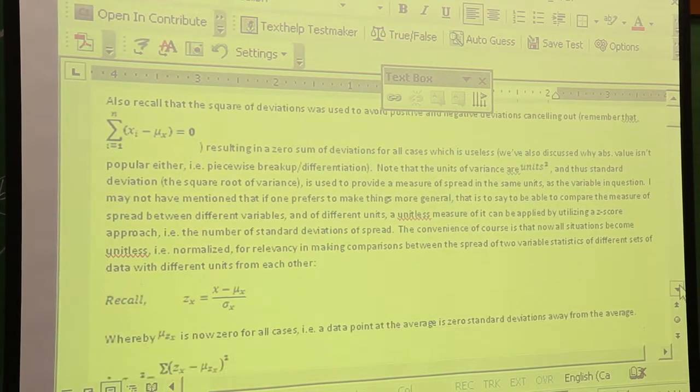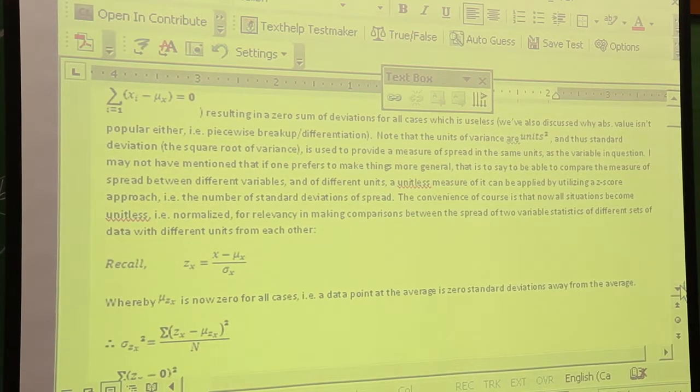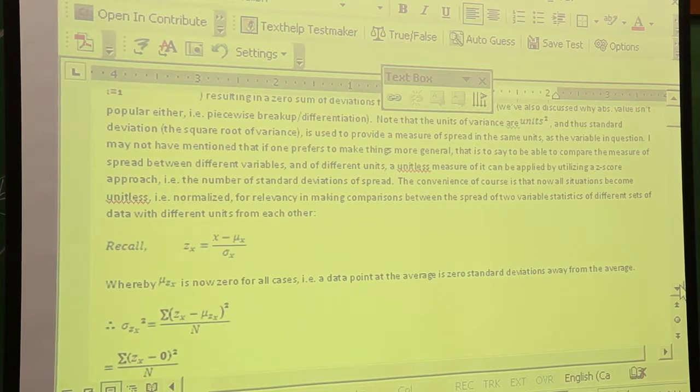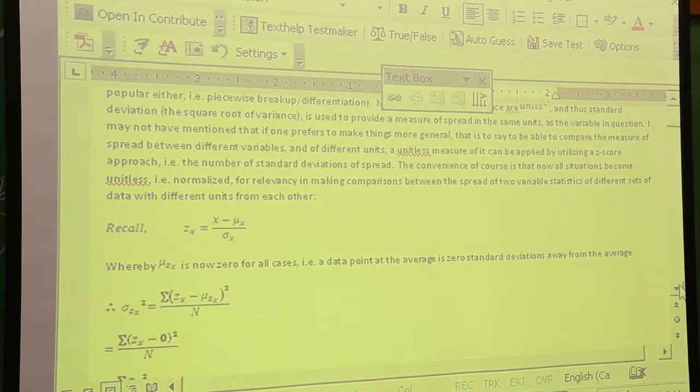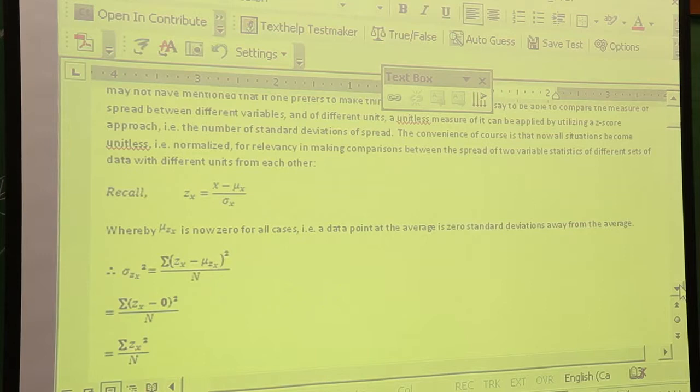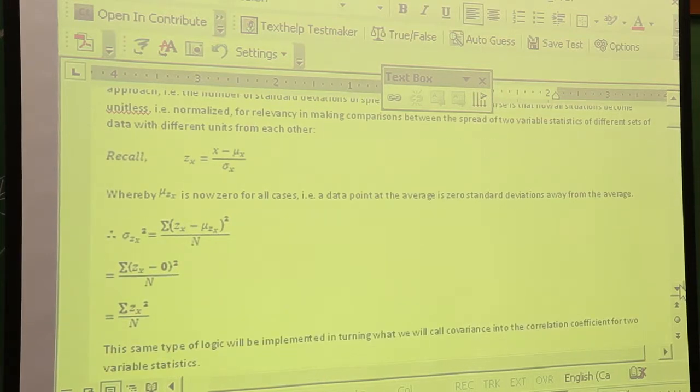So you know about z-score. Oh shoot, now I'm going to teach you this. I taught you about z-score, right? A data point minus the average, over the standard deviation, tells you how many standard deviations you are away from the average. Now, mu of zx is 0 for all cases.